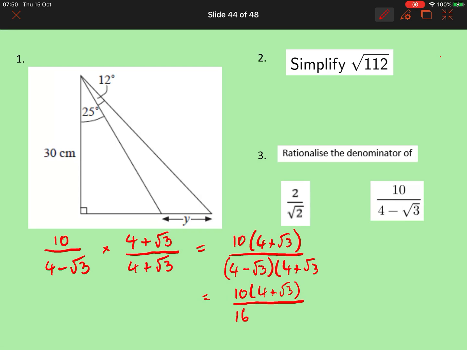You do 4 times 4 is 16. And then you do 4 times root 3 is positive 4 root 3. And minus root 3 times 4 is minus 4 root 3. So together they cancel out to nothing. Okay? Minus 3. Okay, because minus root 3 times positive root 3 is negative 3. So my final answer is 10 times 4 plus root 3 divided by 13.